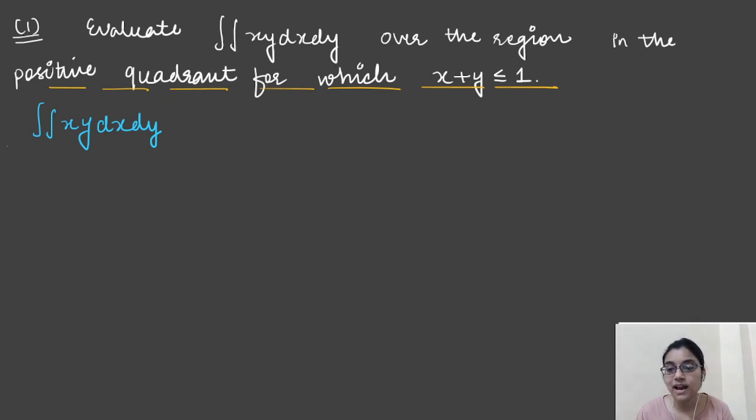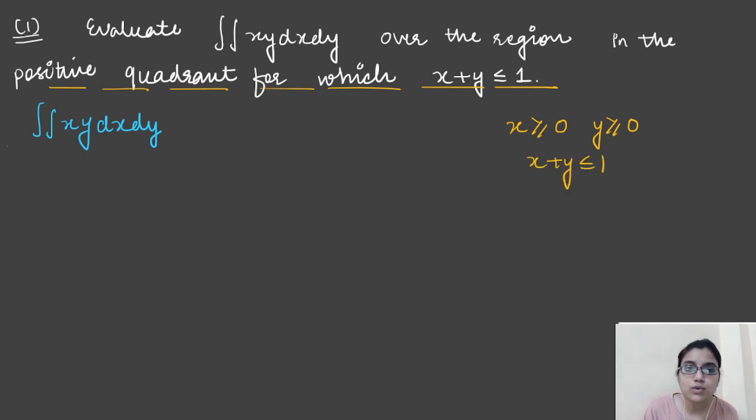This is our domain, and now we have to draw the domain. The first step is we will draw the domain, then according to the question we will see what case we are going to consider. So now we will draw the domain. They are saying positive quadrant. What do we mean by positive quadrant? That x is greater than or equal to 0, y is greater than or equal to 0, and they have also given x plus y less than or equal to 1.